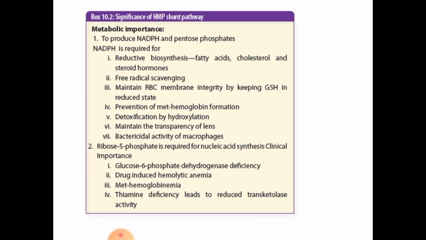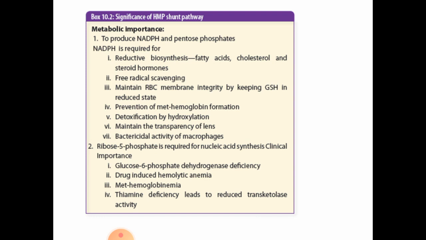Next you need to mention the significance of HMP shunt pathway. When explaining the significance, you have to divide it into 2 parts: the metabolic importance and the clinical importance. Under the metabolic importance, you need to mention that it helps in the production of NADPH and pentose phosphate. The role of NADPH needs to be mentioned, because NADPH is required for various activities, and the HMP shunt helps in its production. NADPH is required for the reductive biosynthesis of fatty acids, cholesterol, and steroid hormones. NADPH is also required for free radical scavenging.